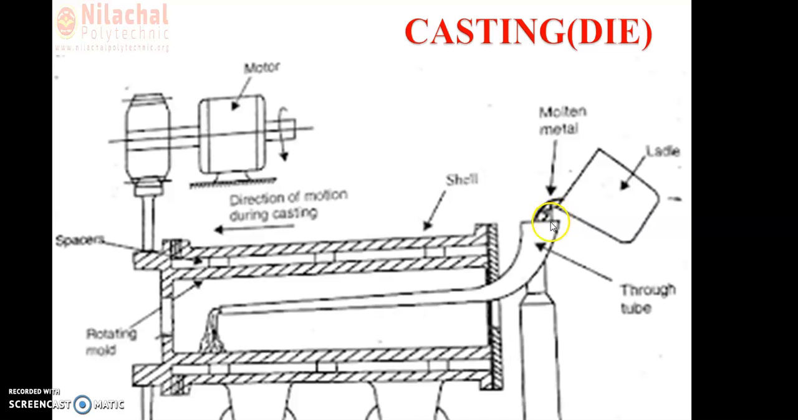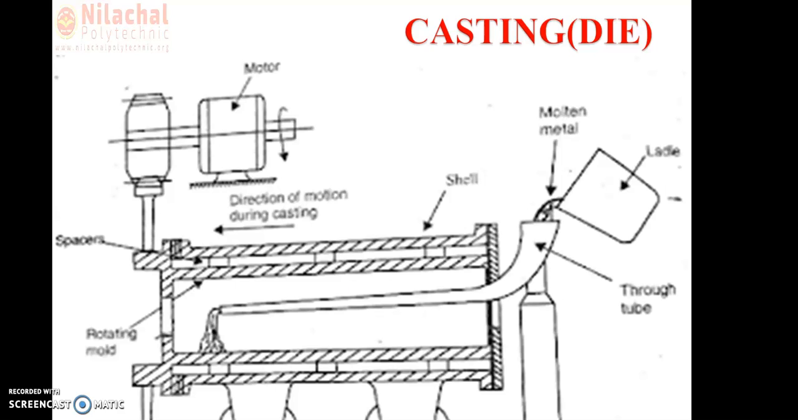So here we are pouring that molten metal, and during that time this motor drives the mold to rotate at about 1000 RPM, so that during the revolving of this mold, the molten metal enters this die. When it is totally filled with the molten metal, we take the ladle out of the molten metal pool. Thereafter, the mold is continuously rotated throughout the process.